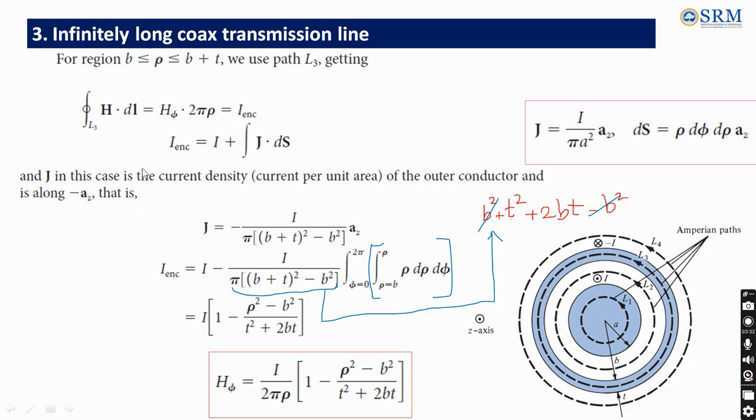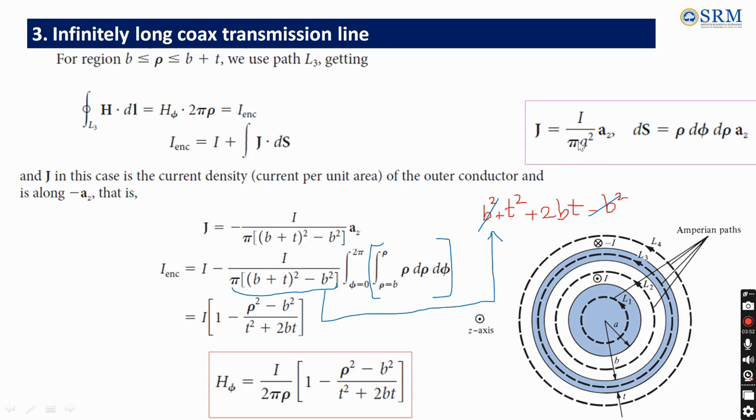And one more thing to note here is the surface current density is along the negative z axis, because it is not the same as the inner conductor. So for the outer conductor, it is along minus. So only here the negative sign comes. Okay, usually we will write current density as current per unit area.